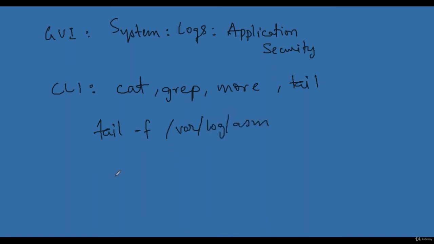So this will keep on looking at the end of the file. And if you want to view archived log files, you can make use of zcat, like let's say zcat asm.1.gz, and then maybe do a more to view it page by page. This way you can view the logs on your appliance.